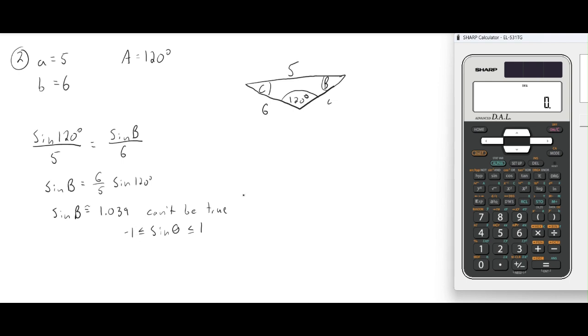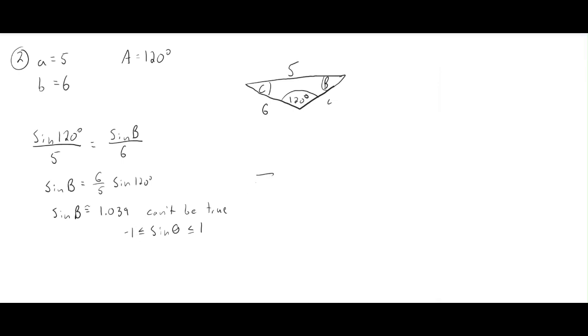Okay, so the final answer for that one is no triangles have A equals 5, B equals 6, and the angle A equals 120. None. So that's one of the cases where there's no triangles possible. I didn't need the table. I just got a sine that was impossible for any angle. It can't be done.